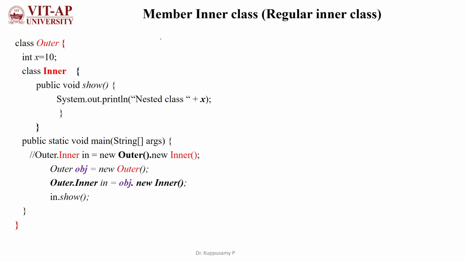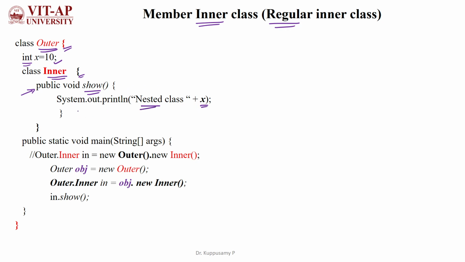Here we have the example for the inner class. This is called a regular inner class. Here we are defining the class named outer, which initiates the definition of the statements, declaring an integer variable x with value 10, and inside the outer class I am defining one class named inner, which has some statements, defining the method public void show, which has a single statement.